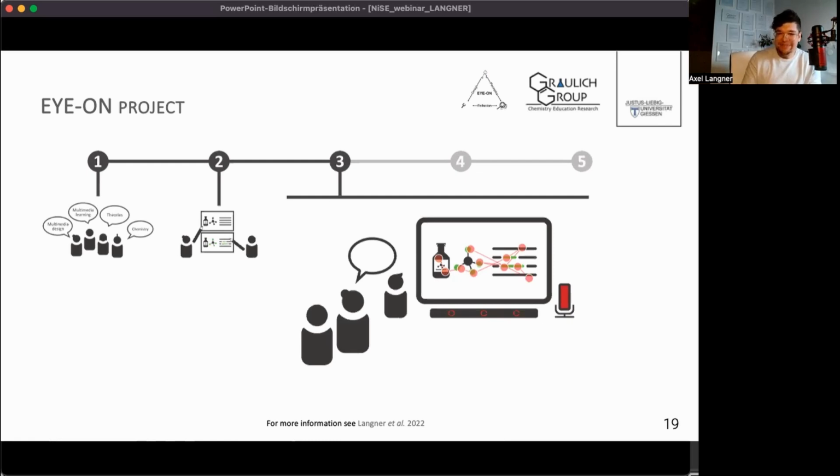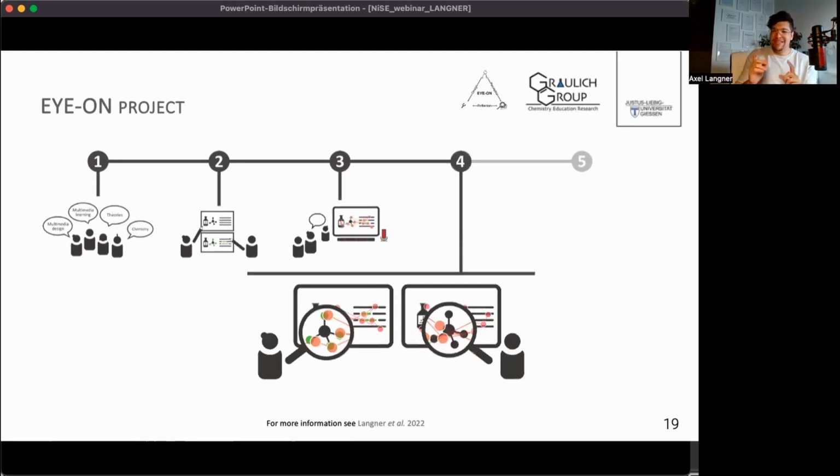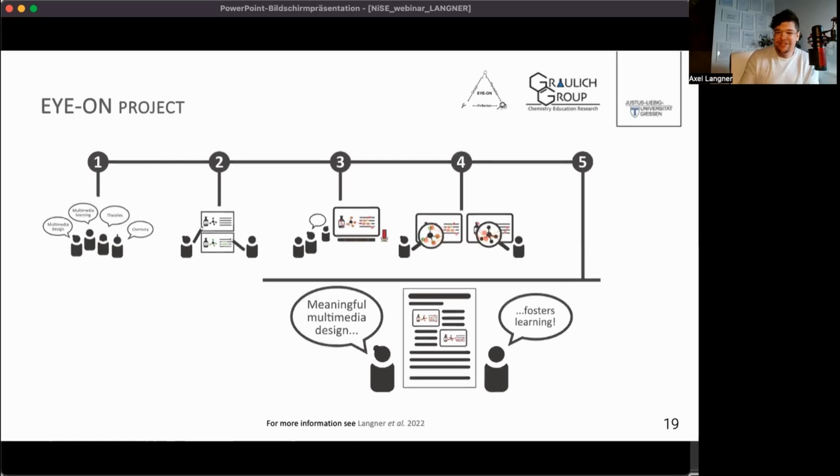And afterwards, our students conducted a small eye tracking study with somebody else using their learning material. They had to solve tasks and stuff like this. Then the students analyzed the data, and afterwards they reflected on their own learning material and also on how meaningful it might be to use these multimedia design principles for learning.